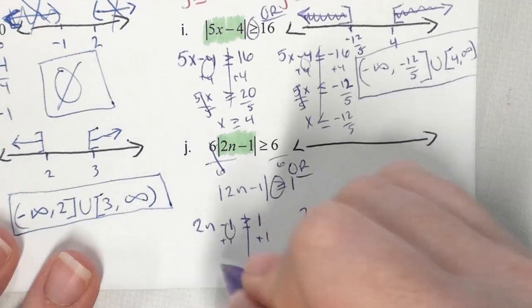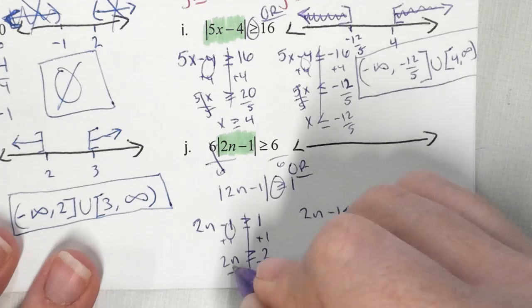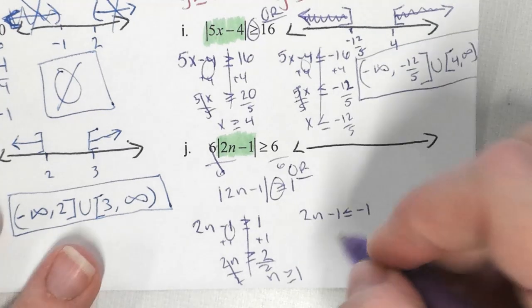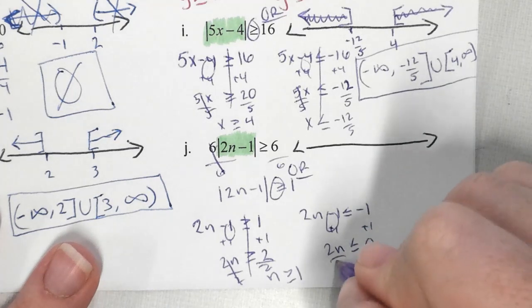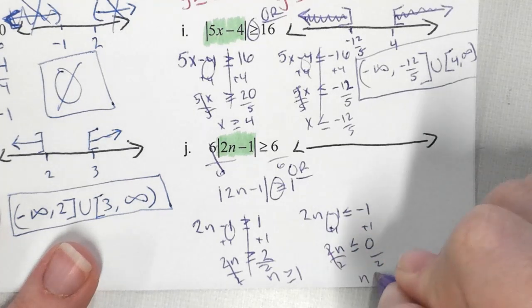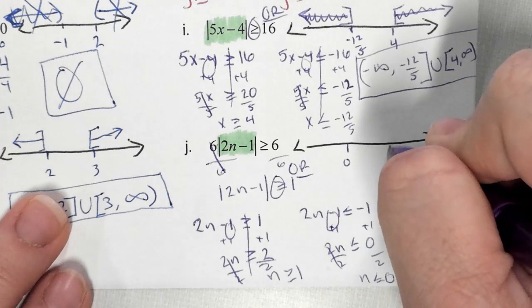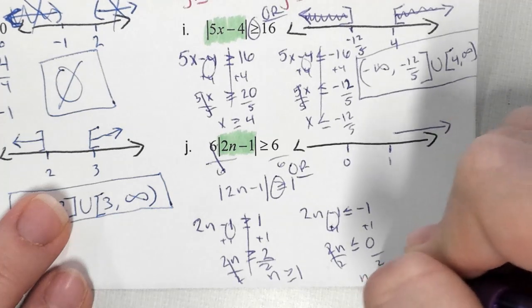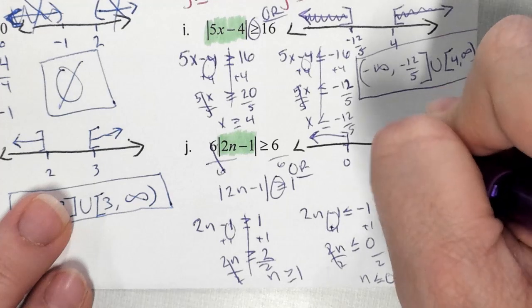So plus 1 on both sides. 2n is greater than or equal to 2. Divide by 2, divide by 2. And I get n is greater than or equal to 1. Plus 1, plus 1. 2n is less than or equal to 0. Divide by 2, divide by 2. 0 is a number, y'all. Don't freak out. It just is 0. So I have 0 and 1. N is greater than or equal to 1. N is less than or equal to 0. And so they're equal to, and it looks like this.